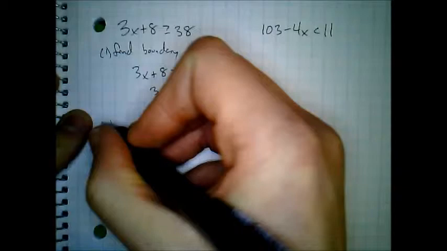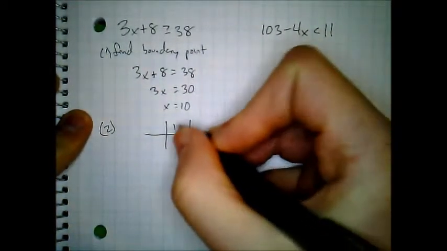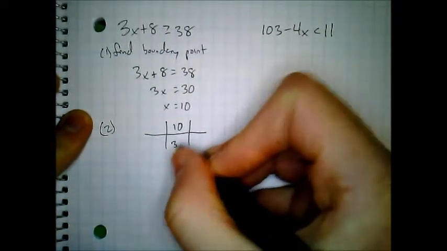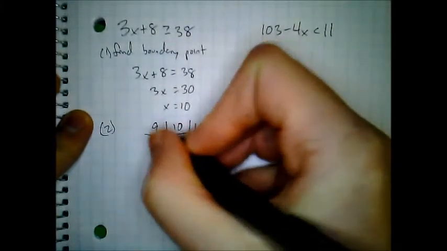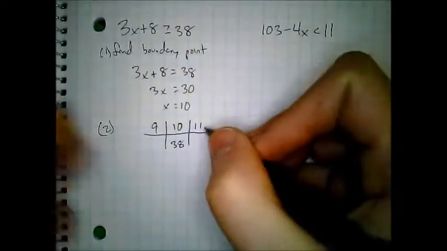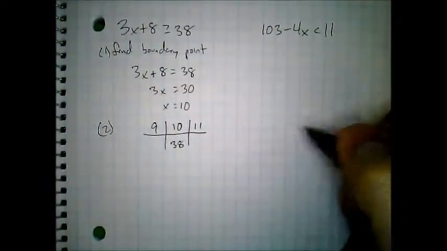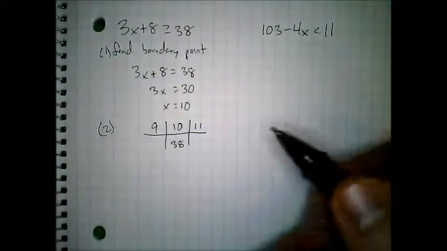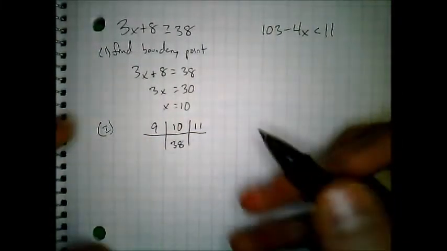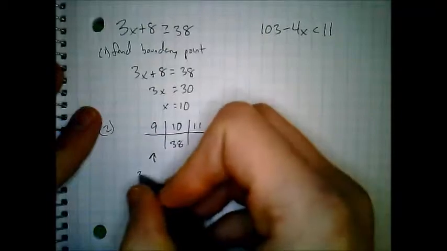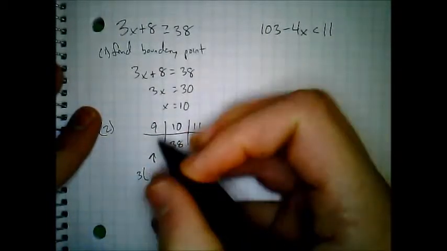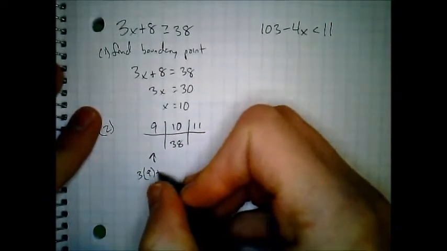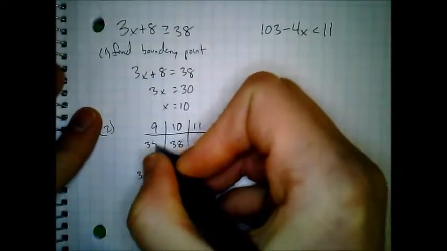So now we test points by making our little table. So we have 10, it is 38. What is it at 11? What is it at 9? Okay, that's all we need. We could go to 12, we could go to 13, you could go to 1,000,000. But if we just do one before and one after, we understand the pattern. So 9, we want to know what is 3x plus 8 when x equals 9. So we do 3 times 9 plus 8, and we get 35.